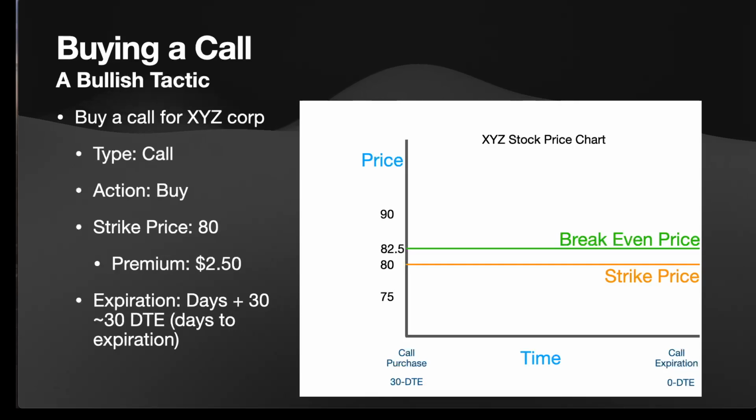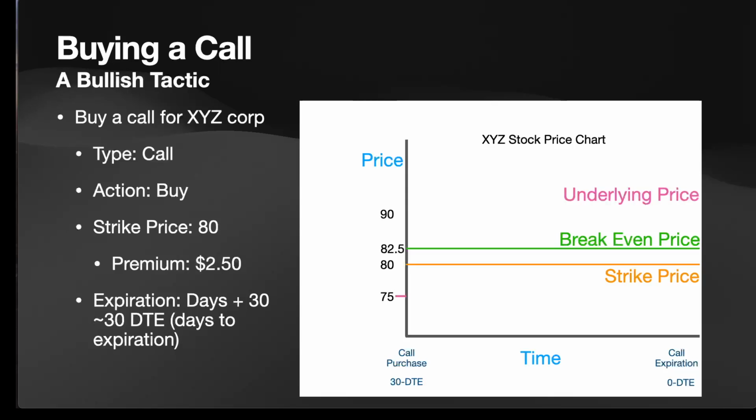So over on the right, we have kind of a price chart here. The price is on the vertical axis and then the time on the horizontal axis. So let's say we have 30 days to expiration. What I put on here is that break-even price. So when we buy a call option, we want to take the premium that we paid and add it to the strike price, and that's going to end up being our break-even price.